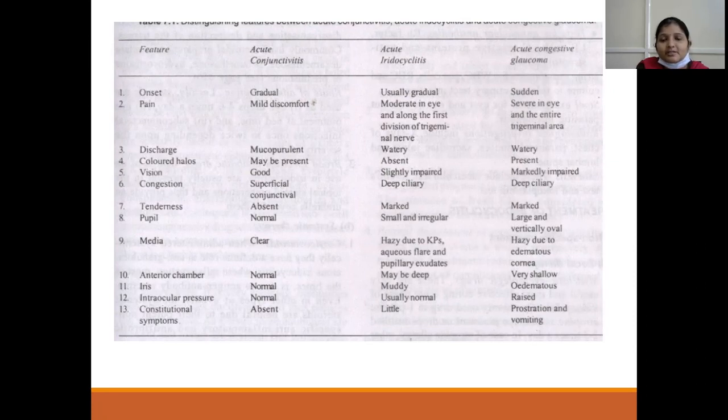The media is clear, and the anterior chamber and iris are all normal in conjunctivitis, whereas in iridocyclitis we have KPs, aqueous flare, cells, and the iris is muddy. IOP is normal. Whereas in glaucoma, the edema of the cornea can lead to hazy media, and the anterior chamber is shallow, and the iris will be edematous. IOP is raised. Aqueous cells and flare are absent in glaucoma.